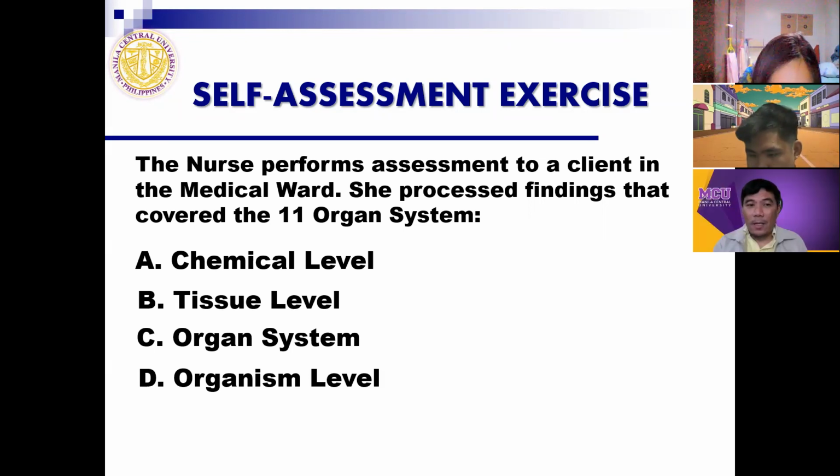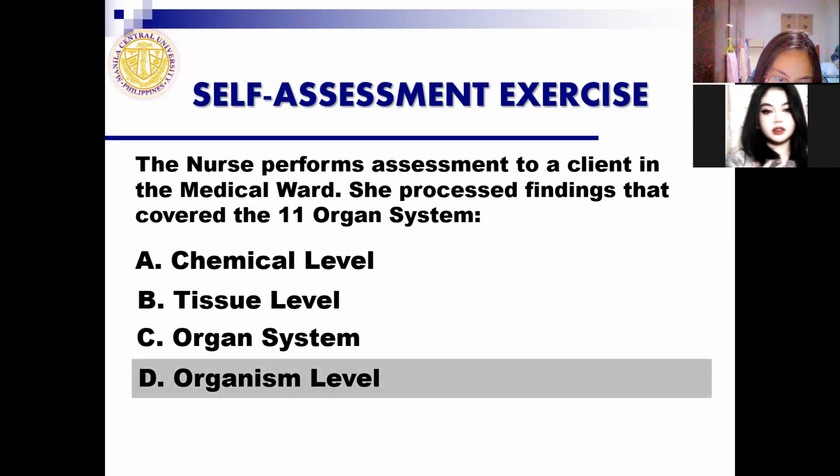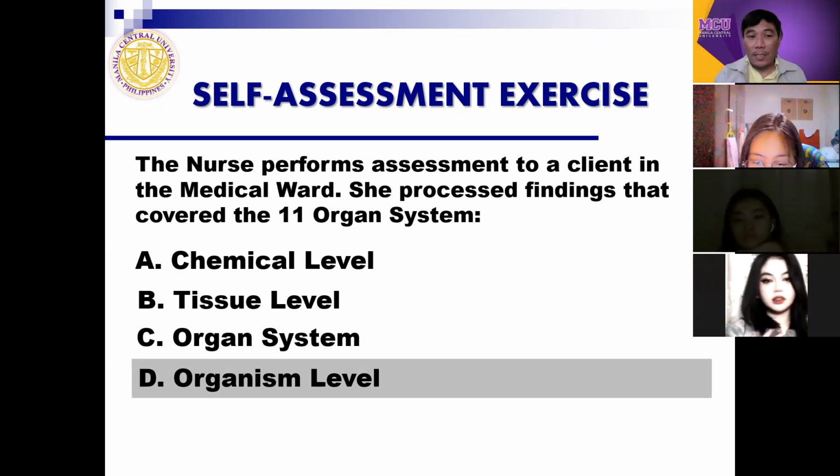Letter C po din. Letter C. So again, let us try to consider if it is the letter C. The answer is organism level. Diba, as what I have mentioned po, if the organ system itself is composed of similar organs that have been identified with the system. But if we're talking about the 11 organ systems, that is the human person or the person that composes the organism level. So nice try, almost close to the correct answer, but probably you can also still participate with the next question.